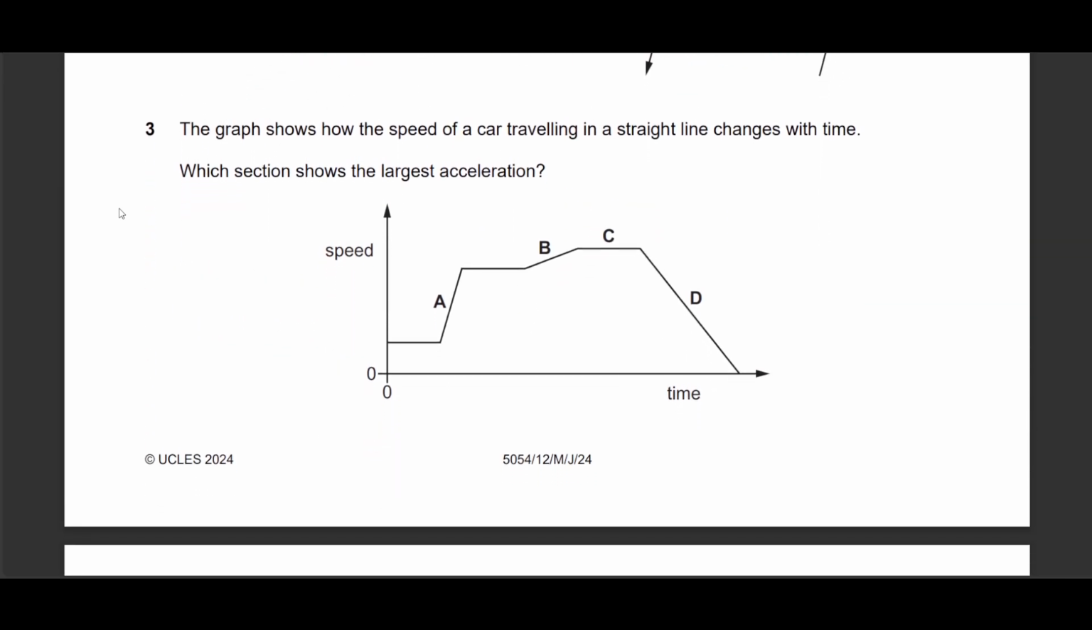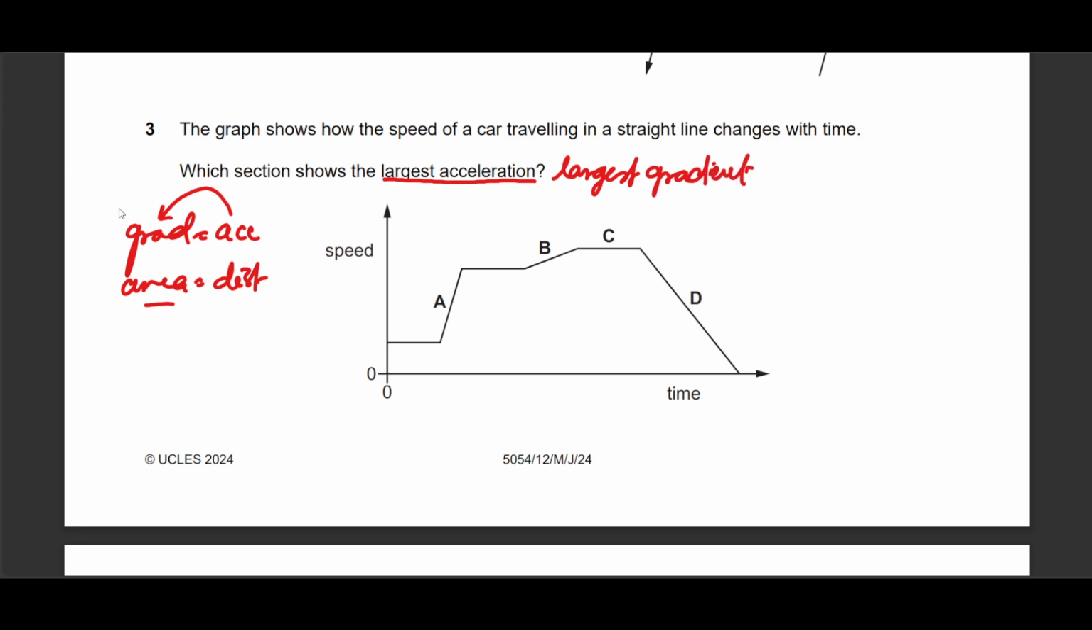Question number 3. It suggests that there are 3 sections and it's a speed time graph. First thing you need to remember is that the gradient of the speed time graph represents acceleration, and be that for the velocity time graph, it represents acceleration, and the area under the graph represents the distance traveled. For velocity time graph, the area would represent the displacement. In this question, it says, where does it show the largest acceleration? Now, since we understand that acceleration is the gradient, we are looking for the largest gradient or the largest slope.